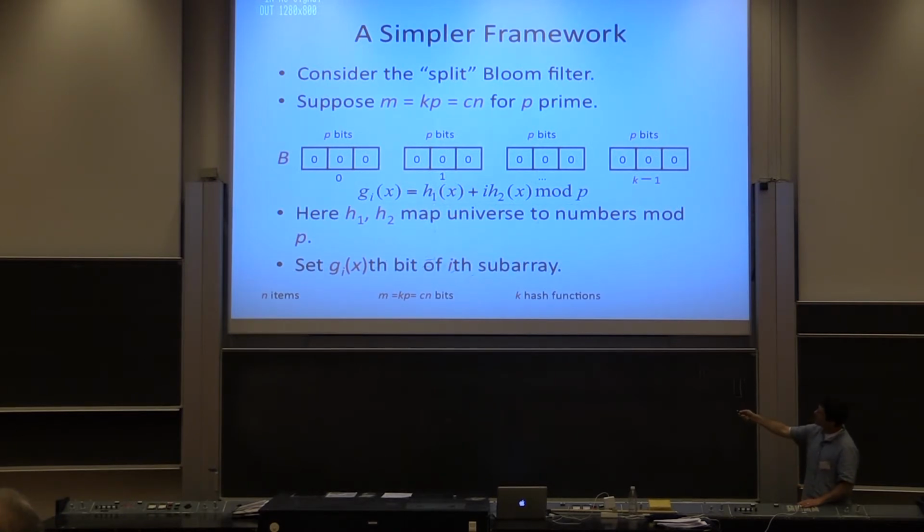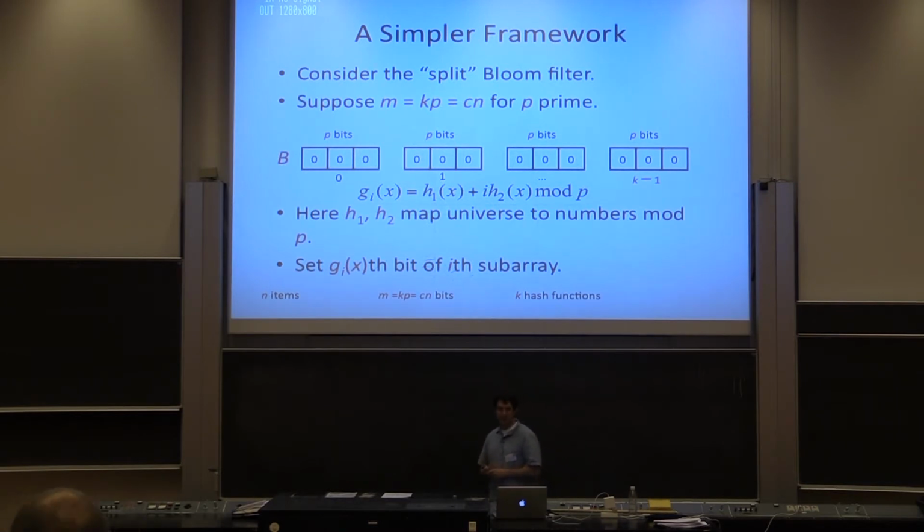All right, so my k hash functions are going to be h1(x) plus i times h2(x) mod p, where i goes from 0 to k minus 1. And g_i(x) is going to tell me which bit to set in each of these subarrays. So I set the g_i(x) bit of the i-th subarray.